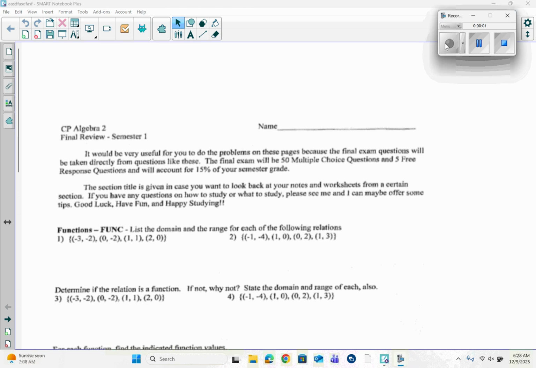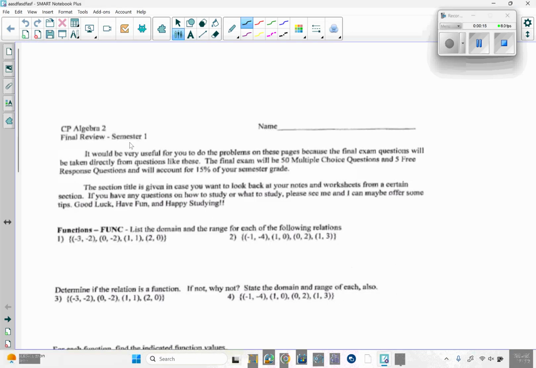Hi, Algebra 2. So this is the review for the semester final. You can find this in the back of your semester 1 book. Remember, you have both semesters of your book that are given to you. So let's run through this.